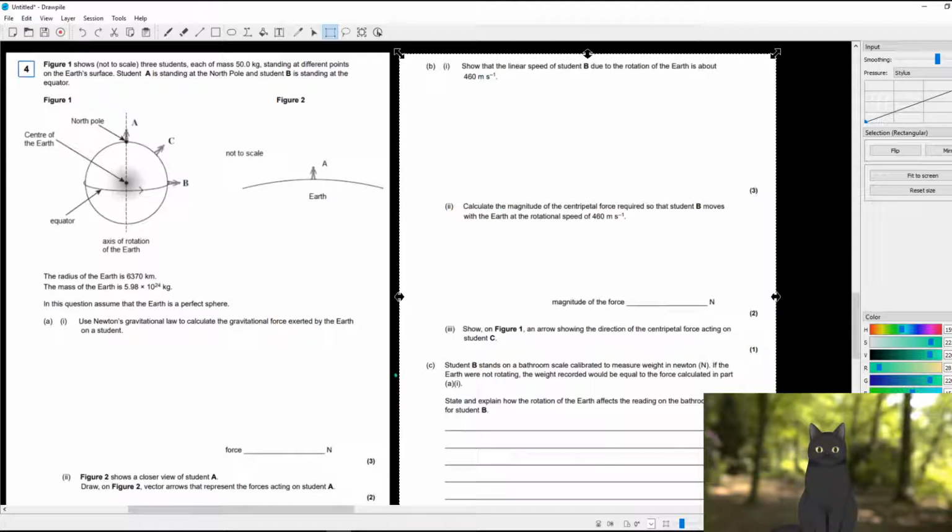State and explain how the rotation of Earth affects the reading of the bathroom scale. Rotating. So the axis of rotation is vertical. So it rotates. Okay, so yes, I have seen the mark scheme. Which part doesn't make sense? The bit of like some of the gravitational force provides the necessary centrifugal force. Some of the gravitational force provides the necessary centripetal force.